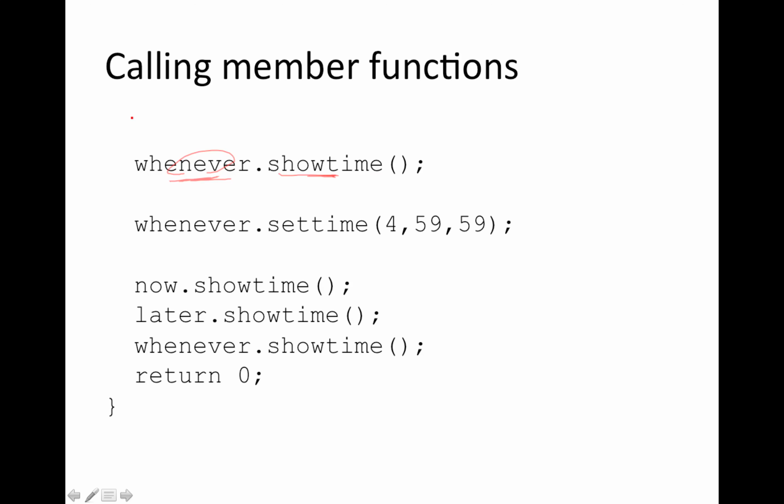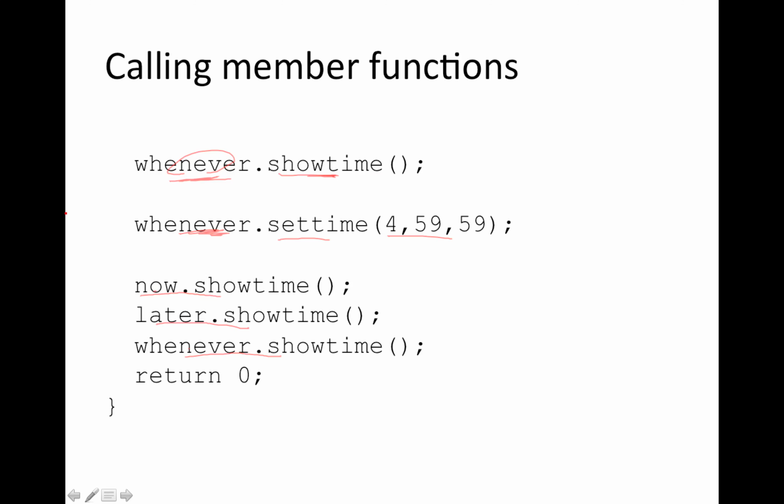Then I'm going to change the whenever object by calling the setTime function. So again, I call the function with the particular object, in this case with whenever, and I'm passing 45959. So in other words, I'm changing the values of the hours, minutes, and seconds of that object to be 4 hours, 59 minutes, 59 seconds. Then I'm going to display each of the objects using showtime. So I'm calling showtime with each of the objects, first now, and then later, and then whenever. So it's going to display the values that I currently have stored in each of those objects.